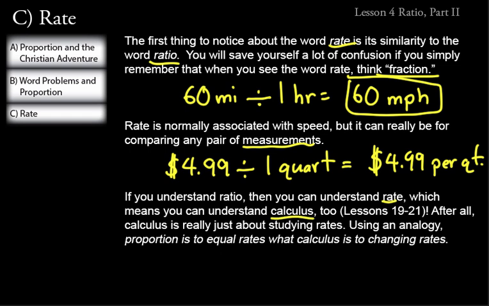And that means you can understand calculus too, and we'll be covering that in lessons 20 through 22. Calculus is really just about studying rates. Here's an analogy you can think of: proportion is to equal rates, equal ratios, what calculus is to changing rates. How does something go from 60 miles per hour to 70 miles per hour? That's what calculus is about, studying how rates change. Proportion is looking at whether this rate or ratio is equal to that one.